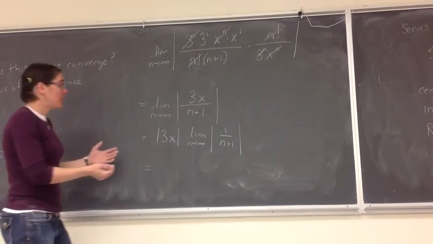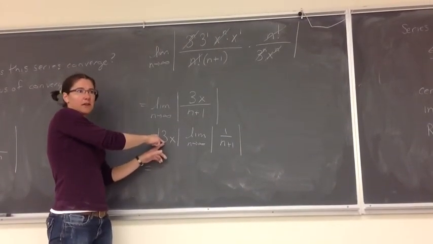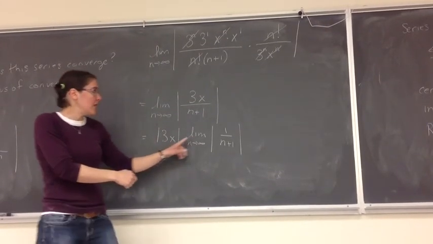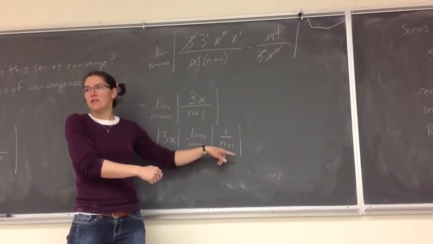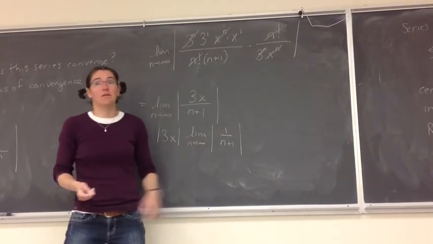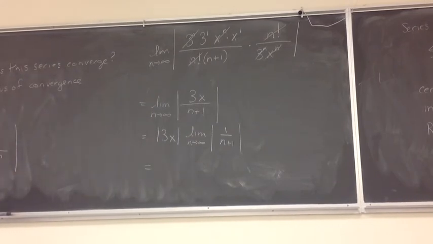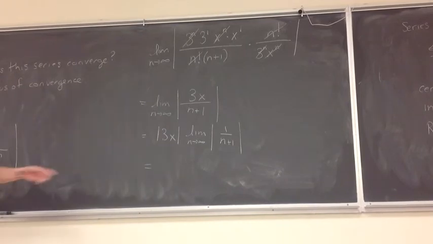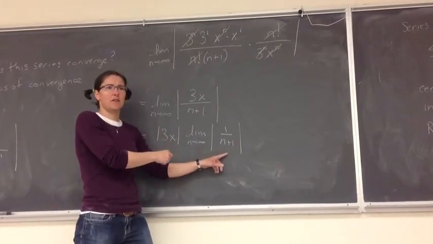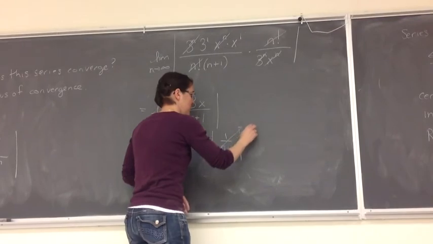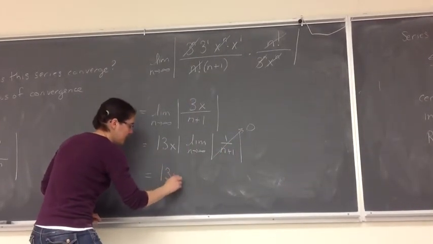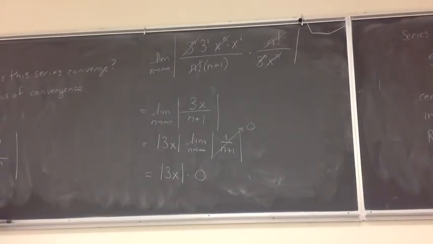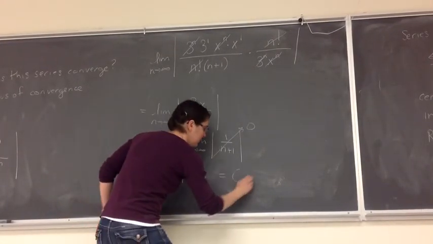In the absolute value bars, I don't have to worry about having the 3 inside the absolute value bars, but I must have the x inside the absolute value bars. And the 1 over n plus 1, I don't need those absolute value bars anymore either. I can get rid of those as well. Okay, so now the limit as n goes to infinity of 1 over n plus 1. What happens to 1 over n plus 1 as n gets really big? 0. Yeah, this thing goes to 0. And so what we end up with is the absolute value of 3x times 0. And anything times 0 gives us 0.